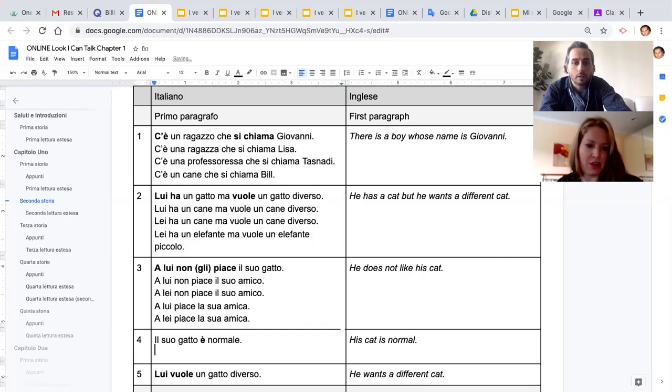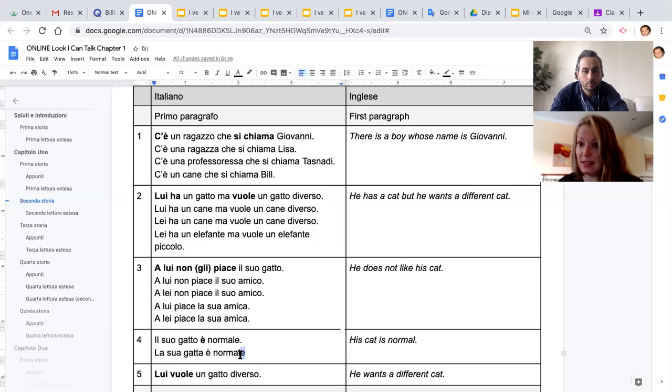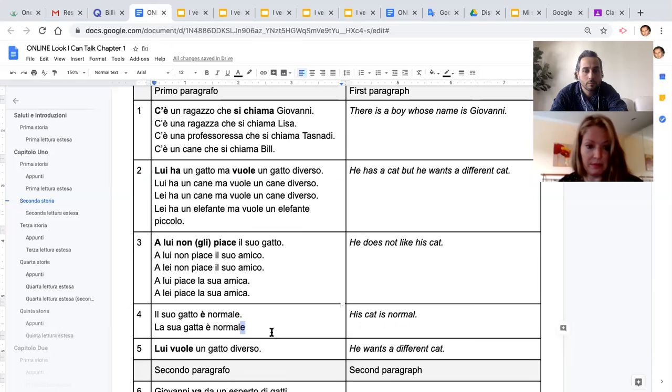Okay, so number 4, il suo gatto è normale, his cat is normal. Now let's change it to, let's say that this is a female cat. How will that be? So il will change to la, suo will change to sua, gatto will be gatta, and the rest does not change because normale is an adjective that ends with an E. So it can describe feminine or masculine nouns.